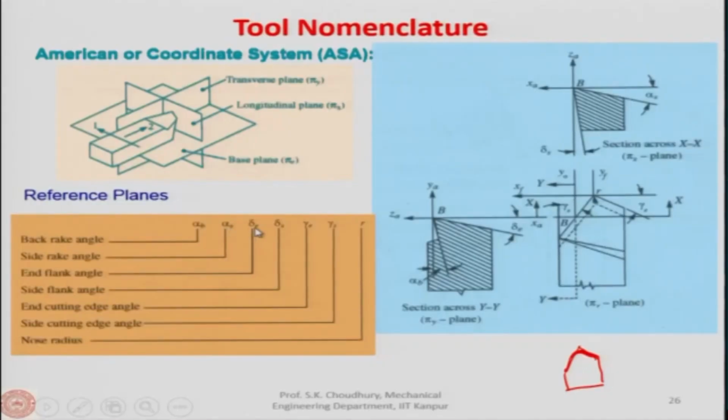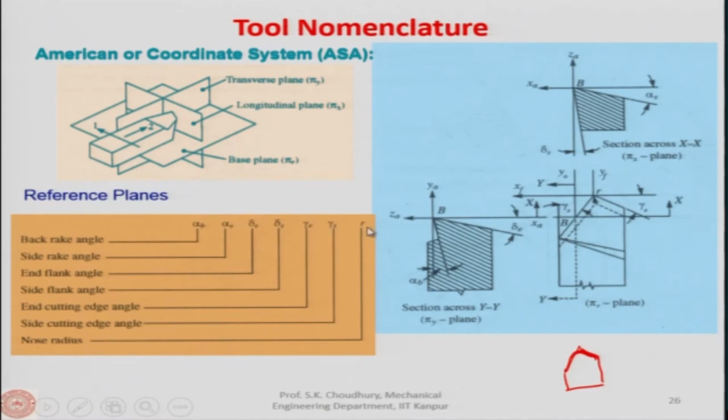In the coordinate system, that sequence is: first the back rake angle, then the side rake angle, then the end flank angle, the side flank angle, the end cutting edge angle and the side cutting edge angle.